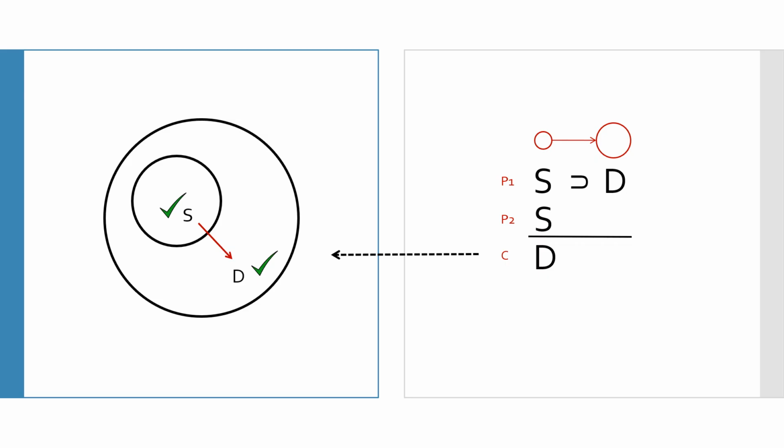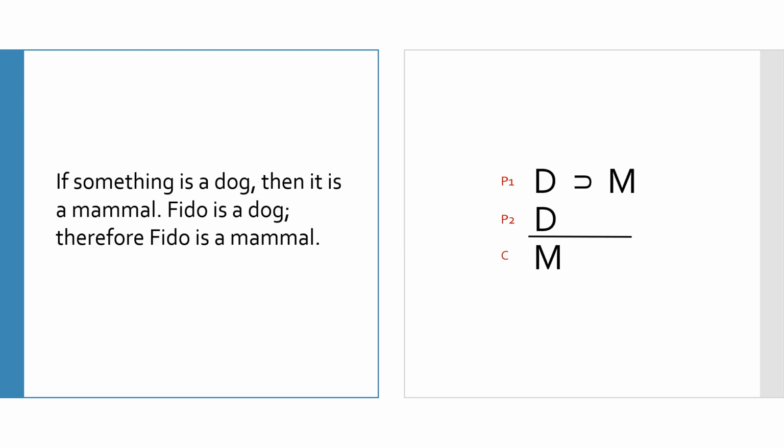And notice what I want to do is make sure that the second premise simply says whatever I'm talking about fits in that smaller circle. If every single S in existence must be a D, and this thing is in fact an S, then it would have to be a D. And that is the basic form of a modus ponens.